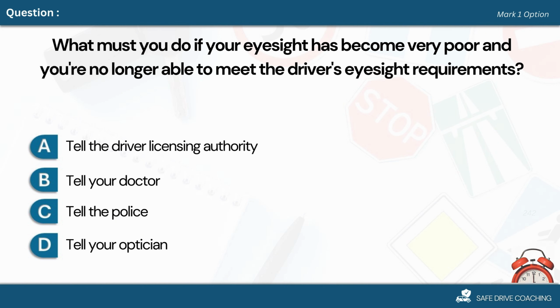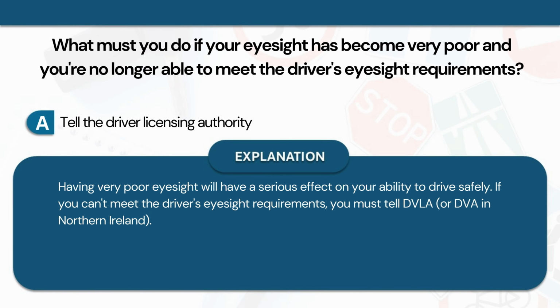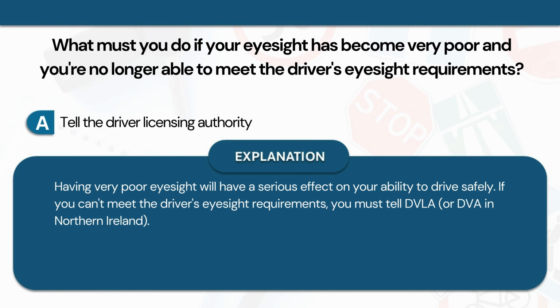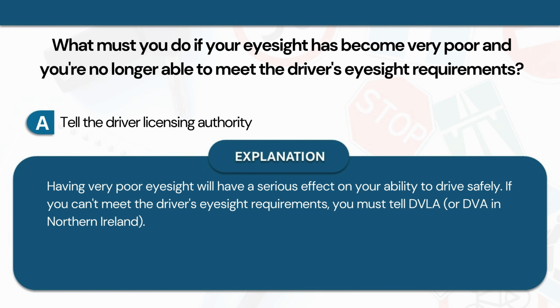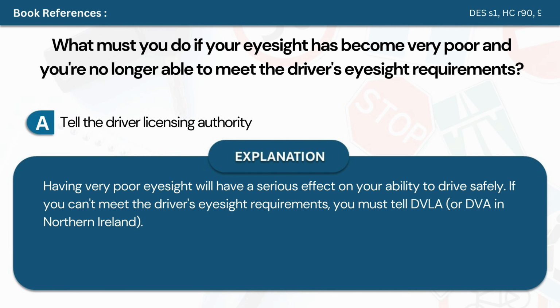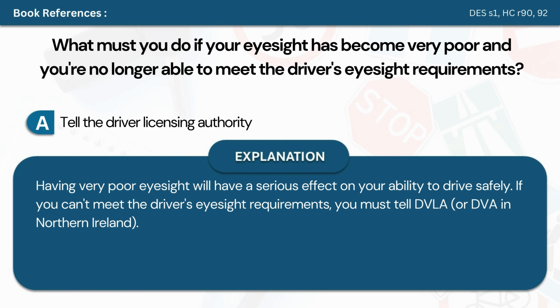The correct answer is A. Tell the driver licensing authority. Having very poor eyesight will have a serious effect on your ability to drive safely. If you can't meet the driver's eyesight requirements, you must tell DVLA or DVA in Northern Ireland.